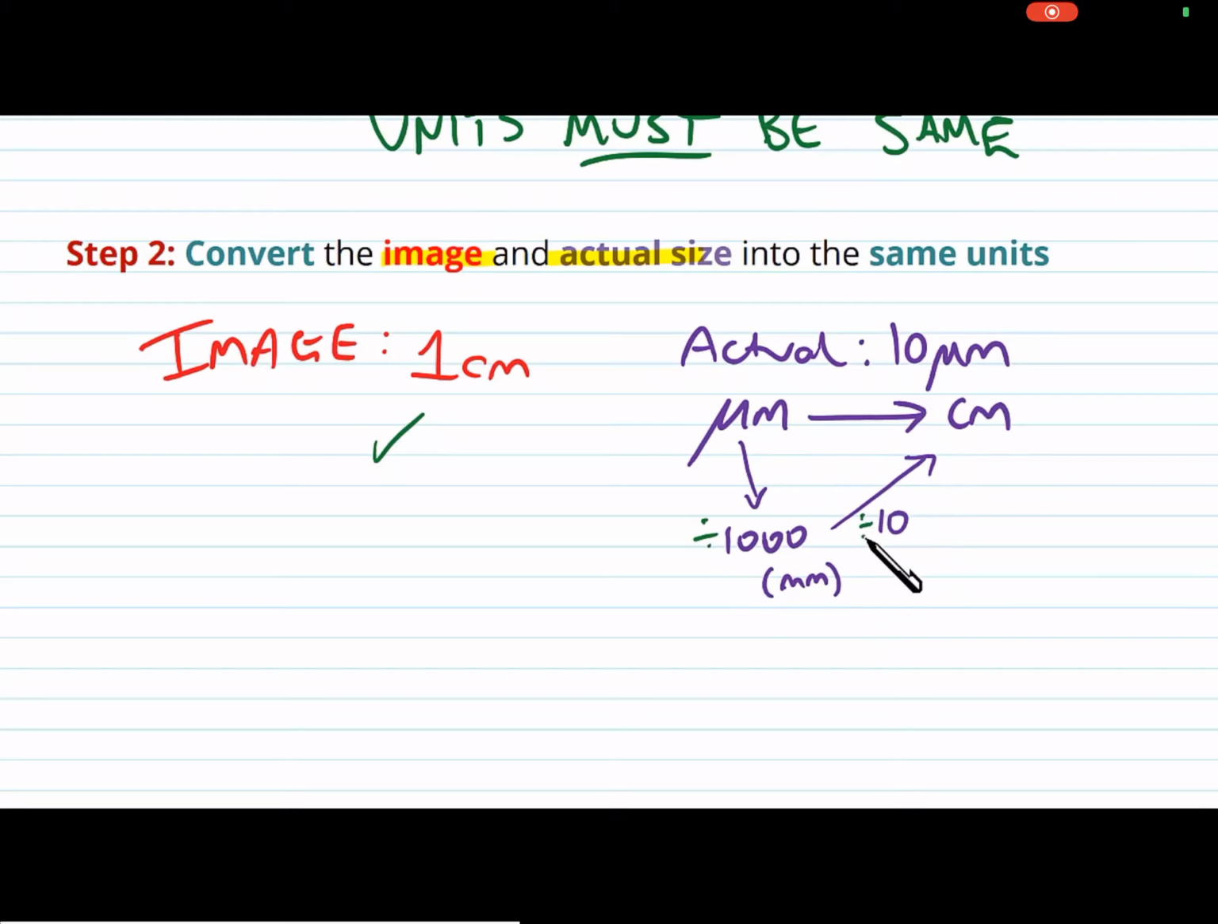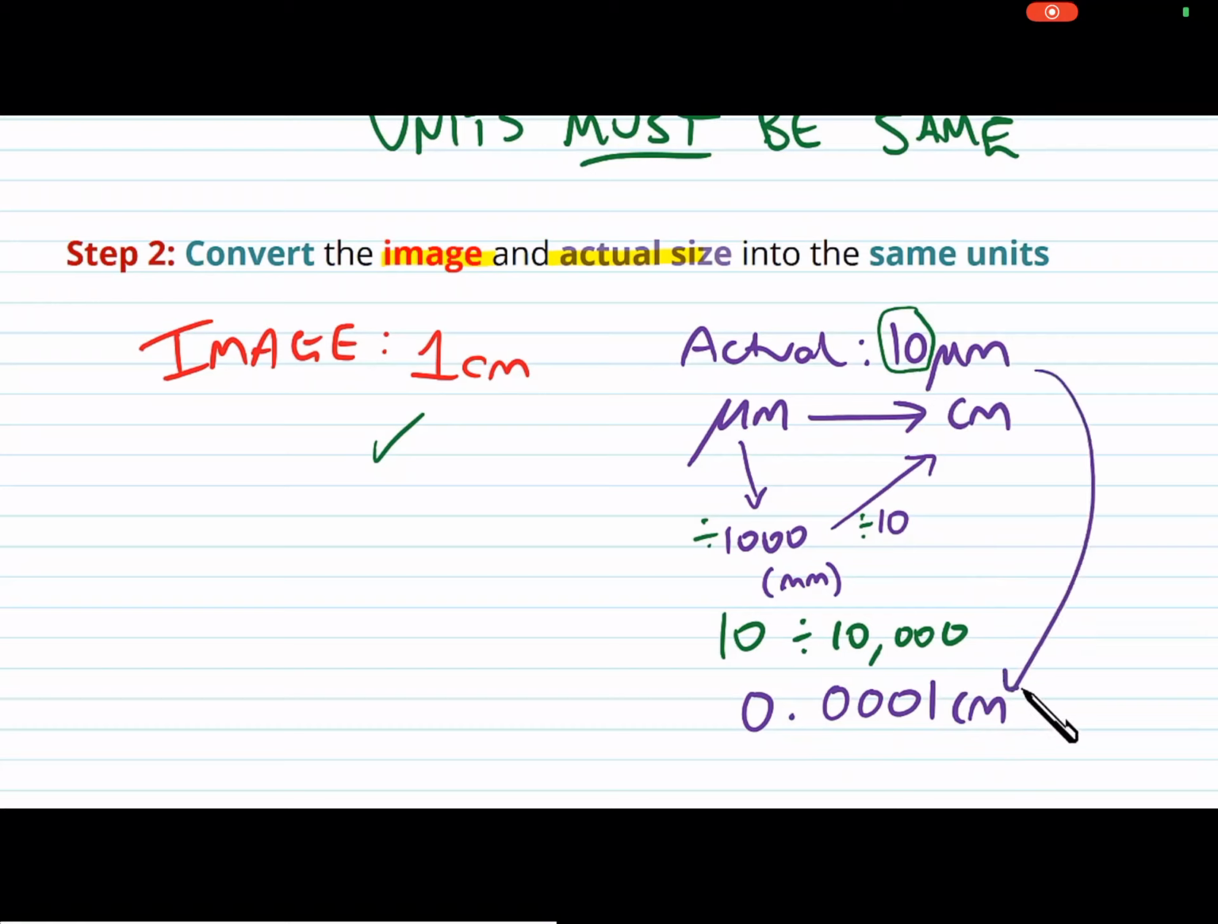So what you do is you take this number, which could be anything, divide it by 1,000 and divide it by 10. Or overall, divide it by 10,000, because that's the same thing as doing each step. So 10 divided by 10,000 gives you 0.0001 centimetres. So 10 micrometres is the same as 0.0001 centimetres, which makes sense because a micrometre compared to a centimetre is tiny. So now they're both in the same unit, we can do the equation.